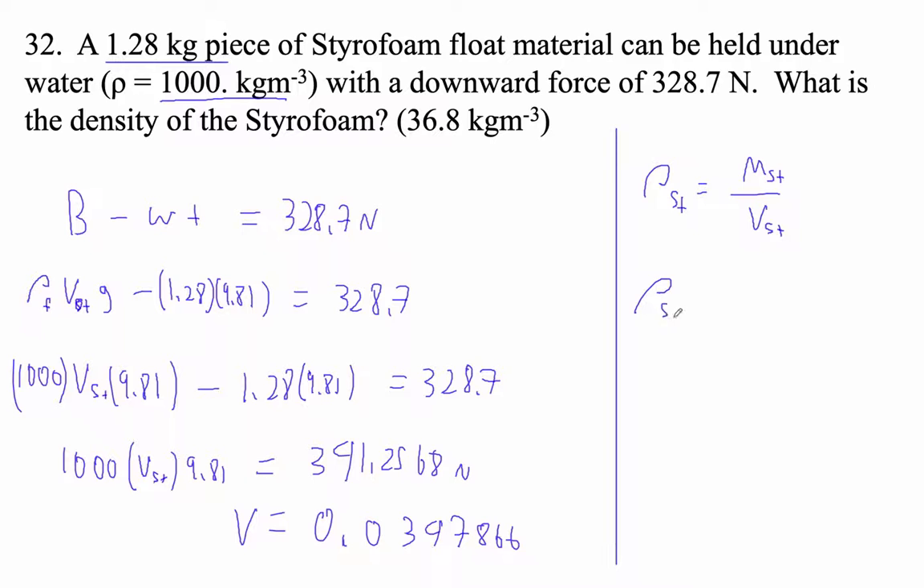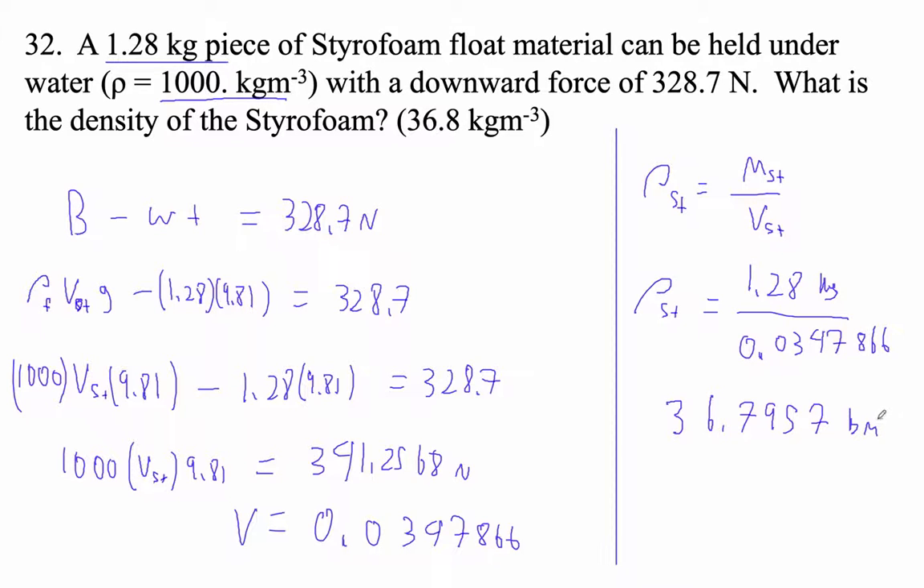So the density of styrofoam is equal to the mass, which is 1.28 kilograms, divided by 0.0347866. In fact, I'm just going to go 1.28 divided by the number I just got, and I get 36.7957, so 36.8 kilograms per cubic meter. Which seems like a lot, but remember, a cubic meter is huge.